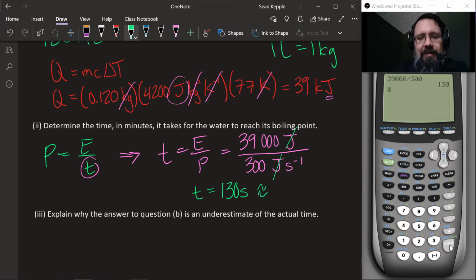So that's about, let me make a better about sign there, that is about 2.2 minutes. I can turn it into minutes by dividing by 60. So we get about 2.2 minutes.